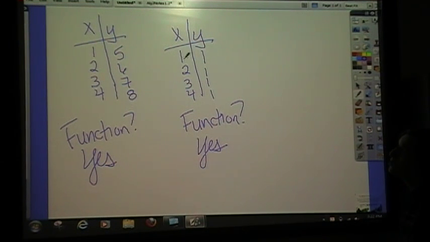Okay? Now, what about these ones? Some of you might say, oh, there's a repeat. Only check the x's. That's the only thing that matters with functions. It doesn't matter if I'm asking how far you run in 1 mile. I get 1 hour, just 1 mile. 2 hours, 1 mile. 3 hours, 1 mile. 4 hours, 1 mile. Doesn't matter. It's still a function because you only have one answer that you're getting. Okay? How about this one?